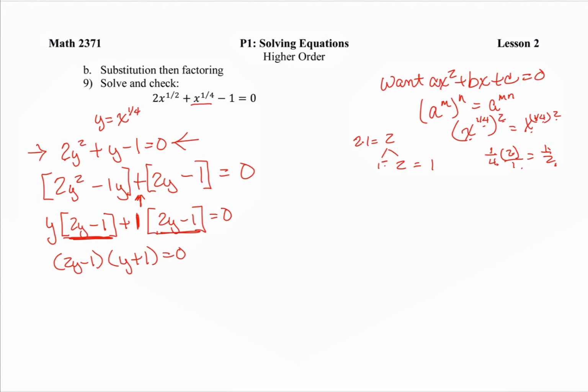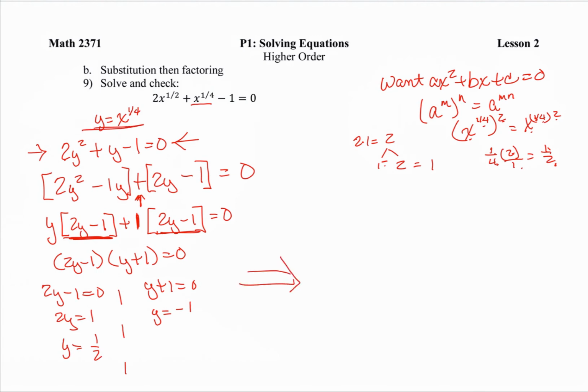equals 0. Again, I set each factor, so I have 2y minus 1 equal to 0, and I have y plus 1 equal to 0. So this tells me 2y equals 1, so y equals 1/2, and y equals negative 1. Okay, but that's y. That's not x. I'm solving for x up here. So then I need to say that if y is 1/2, then that's x to the 1/4.